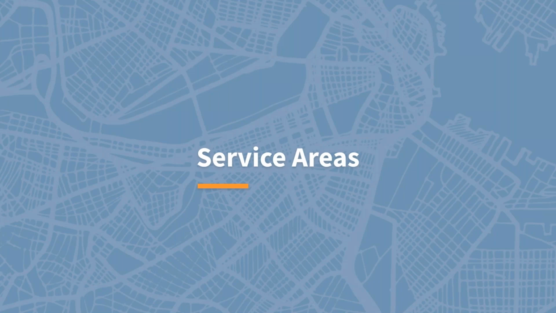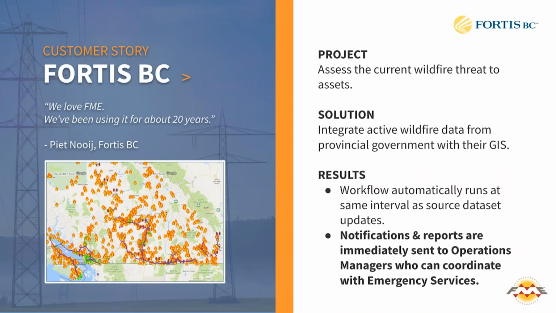So we're going to take a little bit of a look at some examples where this kind of functionality has been achieved by customers. So let's take a look at Fortis here. Fortis BC is the largest natural gas utility and the second largest electrical utility in BC. They have 1 million gas customers and 170,000 electricity customers.